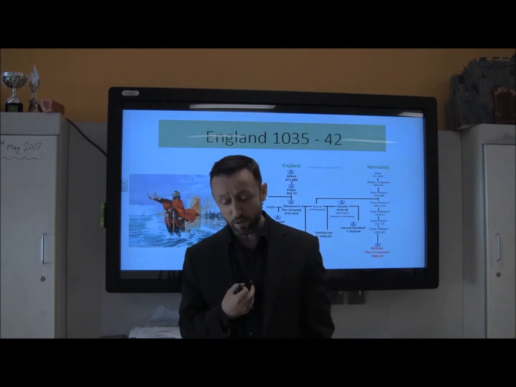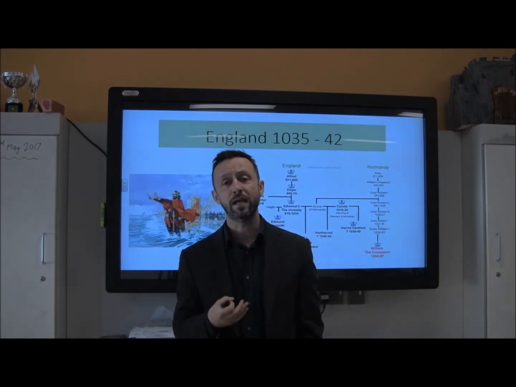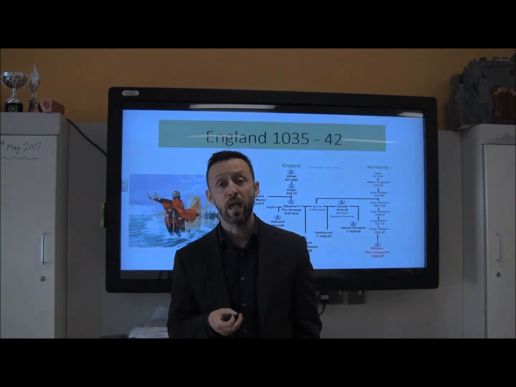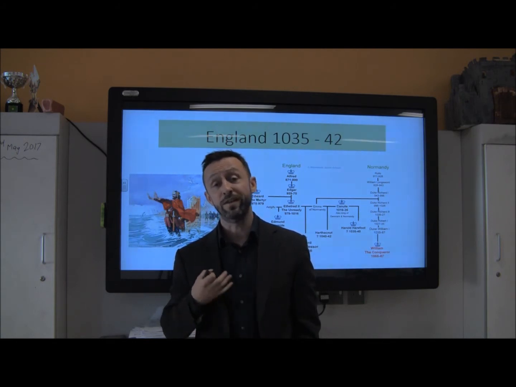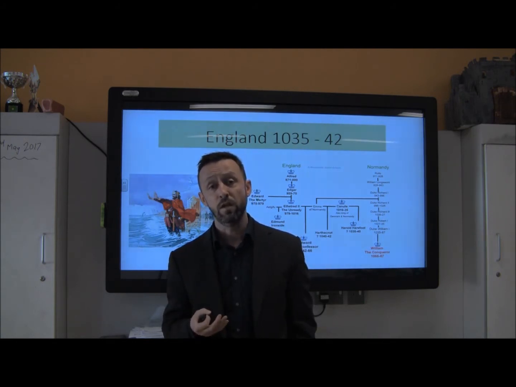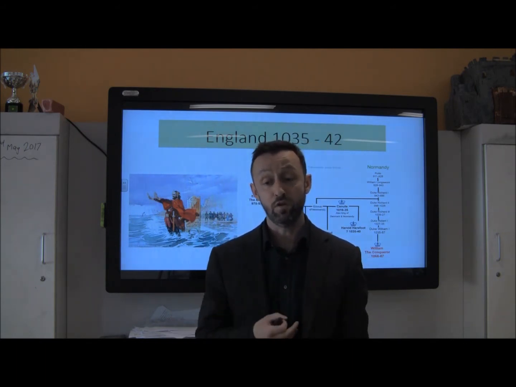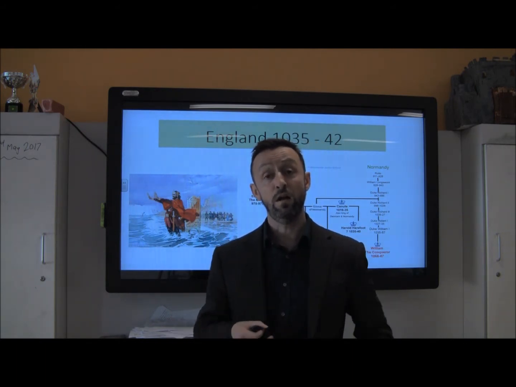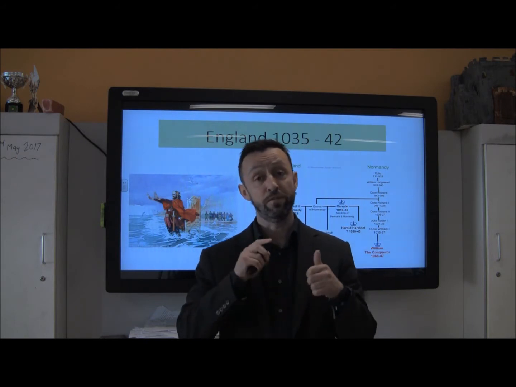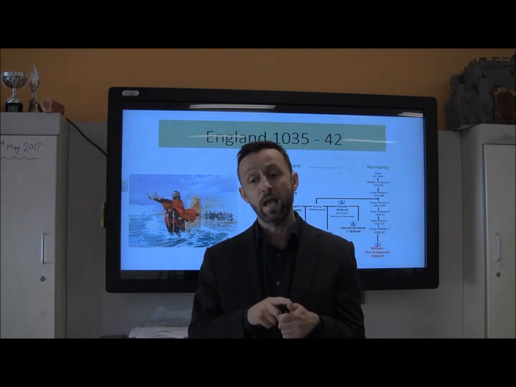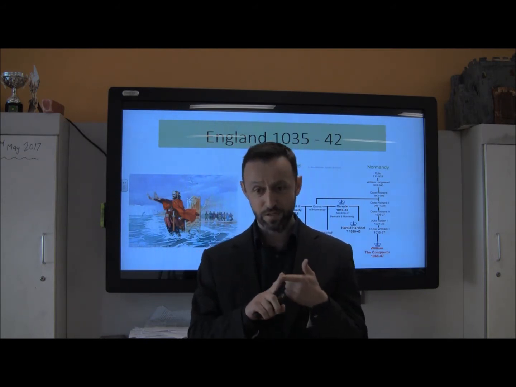Big issue for Emma when she marries Canute is she already has two sons by Ethelred. These sons are naturally in mortal danger. So what she does is she packs them off to Normandy to be with her family in Normandy. These two sons are Edward, who is going to become, of course, Edward the Confessor later on, and his younger brother, Alfred.